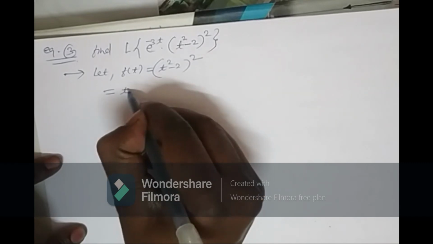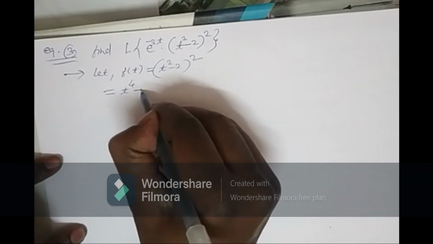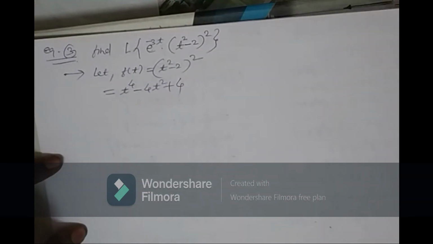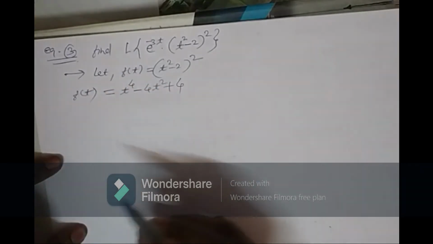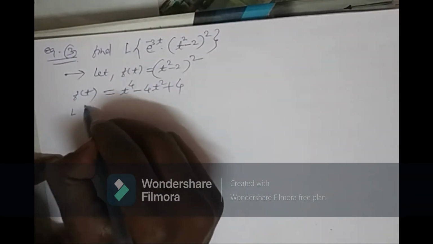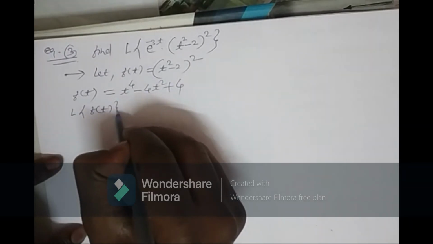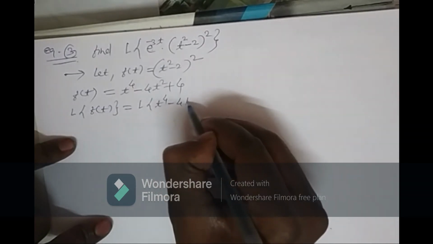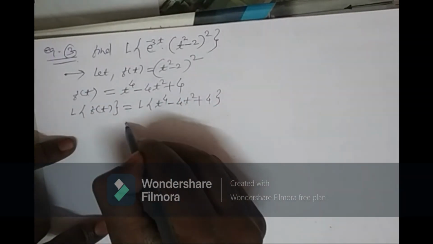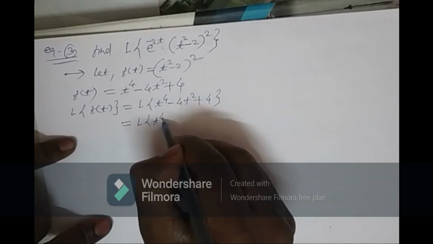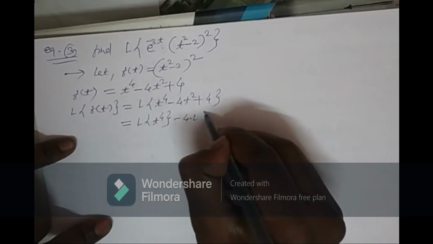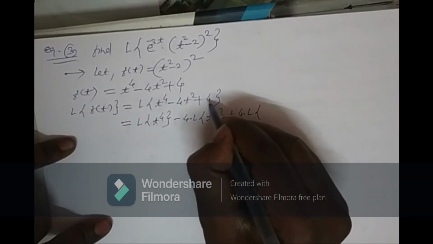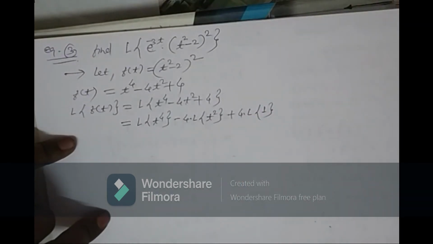So if you solve this, what we get? t raised to 2 square, that is t raised to 4 minus 4 into t square plus 2 raised to 2, that is 4. So this is your f of t. Now taking Laplace transform on both sides, what we get? Laplace transform of f of t is equal to Laplace transform of t raised to 4 minus 4t square plus 4. So Laplace transform of t raised to 4 minus 4 common constant, Laplace transform of t raised to 2 plus 4 is again constant, and if you take this 4 common, then there will be 1 remaining.